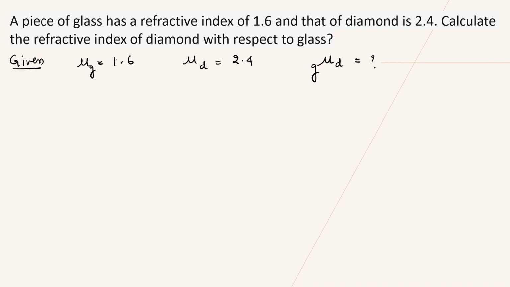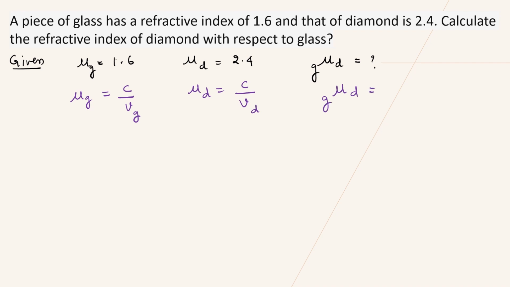Now let's go with the definition, and the result which you are going to get, please use it so that you can save some time. Let's go with the definition first. What does refractive index of glass mean? Refractive index of glass means the ratio of velocity of light in air by velocity in glass. Refractive index of diamond means C by Vd. Similarly, now what does refractive index of diamond with respect to glass mean?